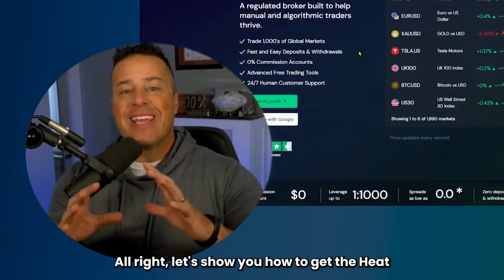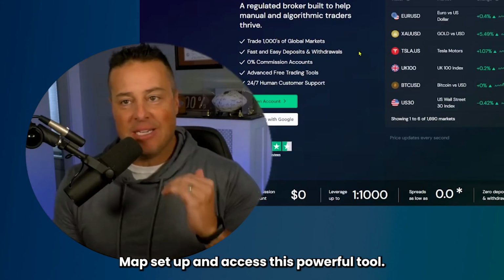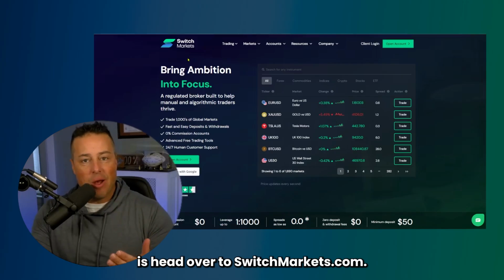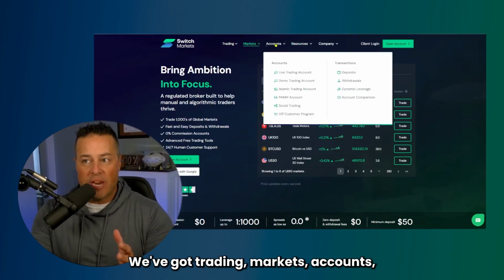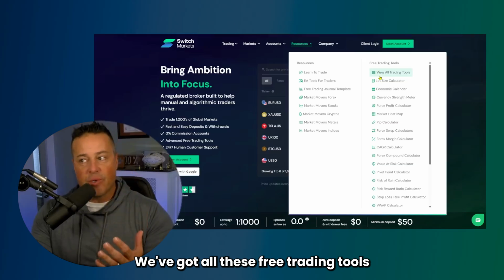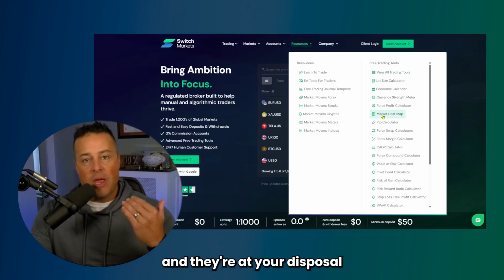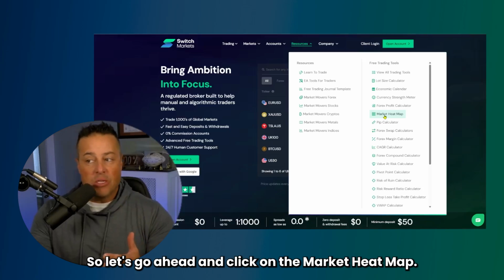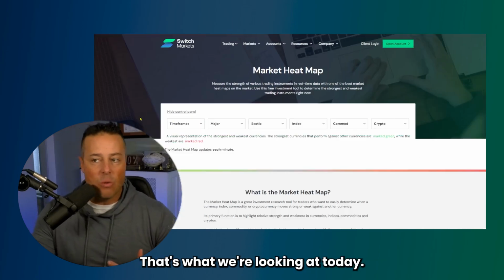All right, let's show you how to get the heat map set up and access this powerful tool. So the first thing we're going to do is head over to switchmarkets.com, go over to resources right here. We've got trading, markets, accounts. Resources is what we're looking for. We've got all these free trading tools that are there for you to use, and they're at your disposal 24/7, 365, and they're absolutely free. So let's go ahead and click on the market heat map. That's what we're looking at today.